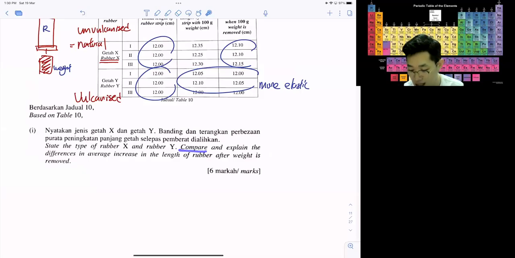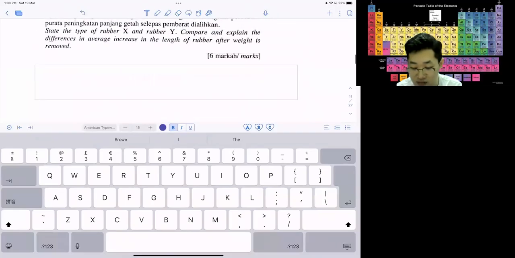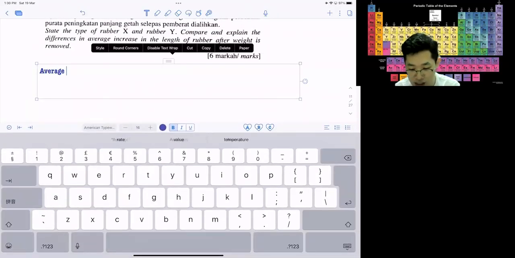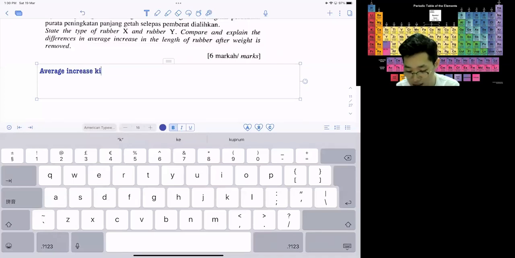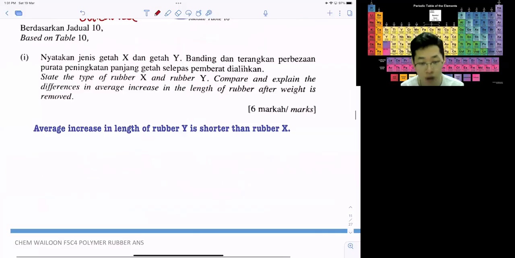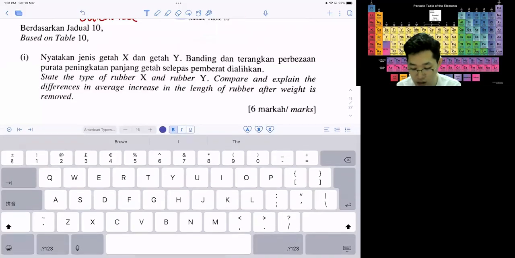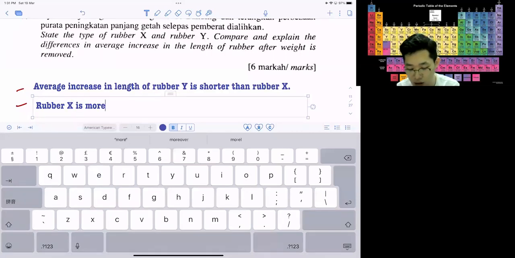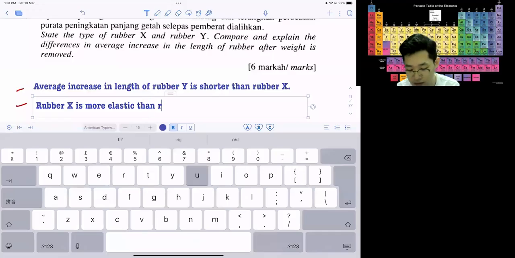Compare and explain the difference in average increase in the length. So let me mention the difference first. The average increase in length of rubber Y is shorter than rubber X. Okay, why? Because rubber X is more elastic than rubber Y.